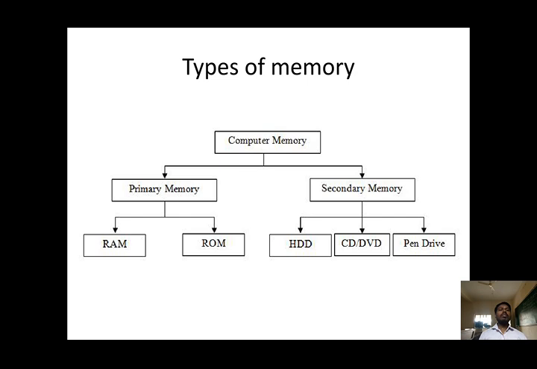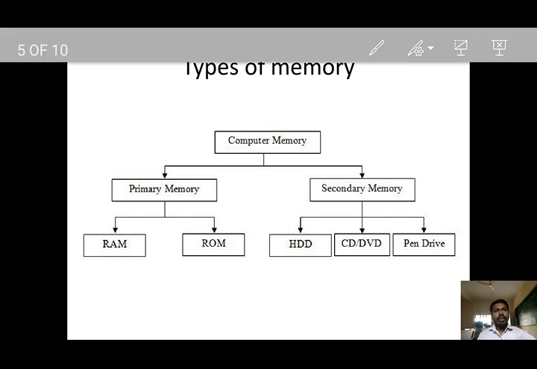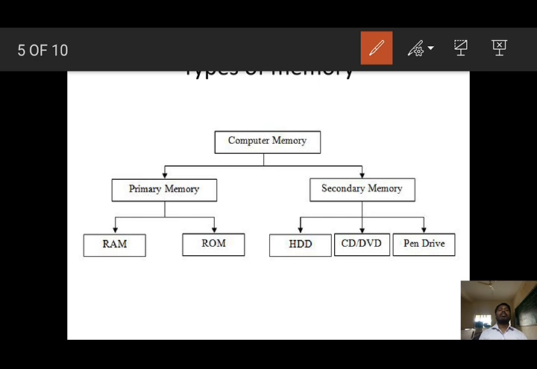Types of memory. Dear students, in general, memory is divided into two types. First one is primary memory, second one is secondary memory. The primary memory is also called main memory, and the secondary memory is also called auxiliary memory. So the computer memory is divided into two major types. The first one is primary memory, second one is secondary memory. The primary memory is also called main memory, secondary memory is also called auxiliary memory.